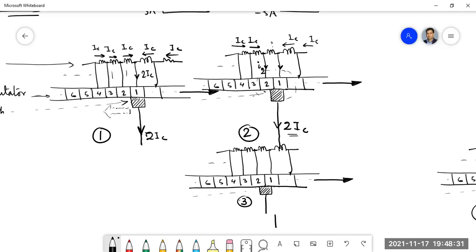What will be this I1? You see, I1 plus I2 must be 2 IC. So what is I1 then? 2 IC minus I2, isn't it? So this current is basically 2 IC minus I2.